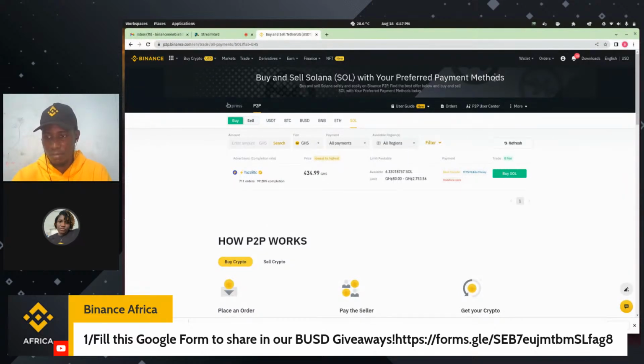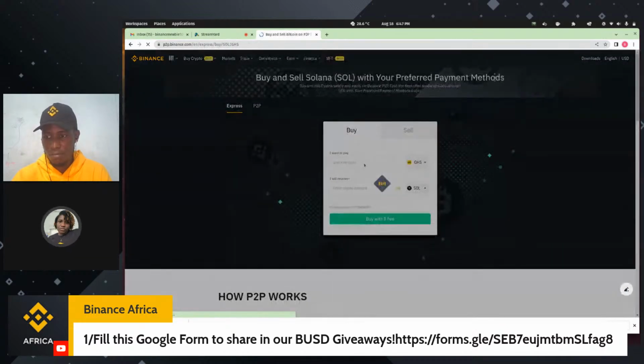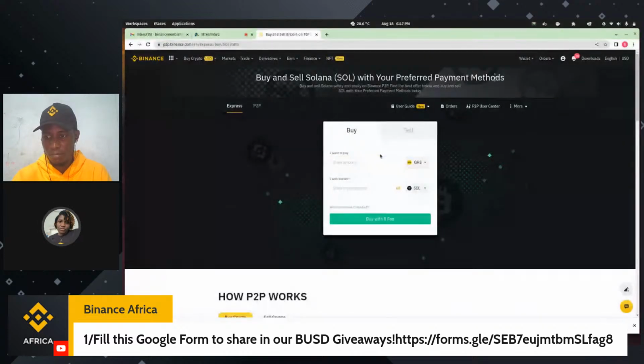But on top of the filter tool, you can see something really important. We have Express and P2P. Let me quickly give you the difference between the Express and the P2P. The Express is also a feature in the P2P, such that you input directly whichever amount you want to either buy or sell. You select the fiat and the asset you want to deal in, and you are matched based on the best price depending on the amount and the payment gateway you select. So there's a matching, and in this way it's really quick. That's why it's called Express.